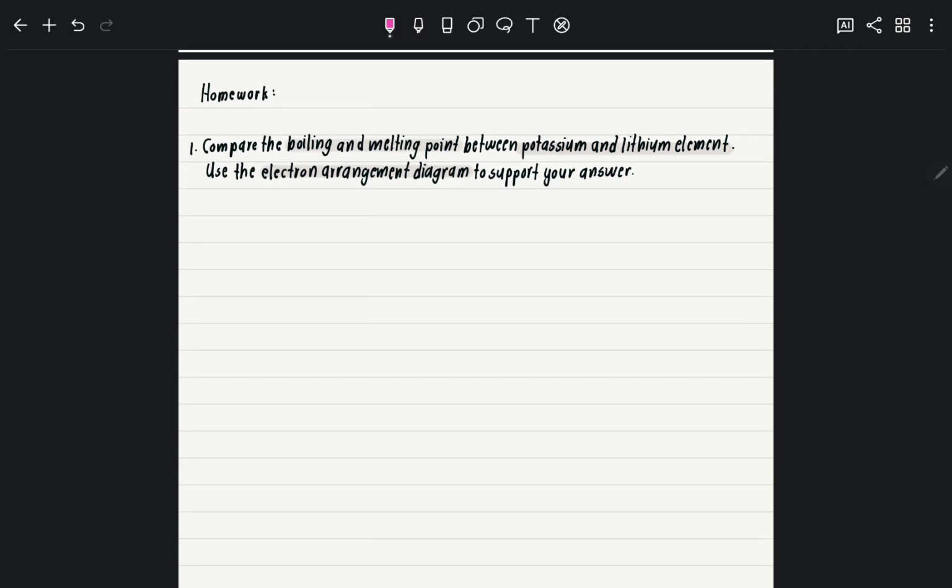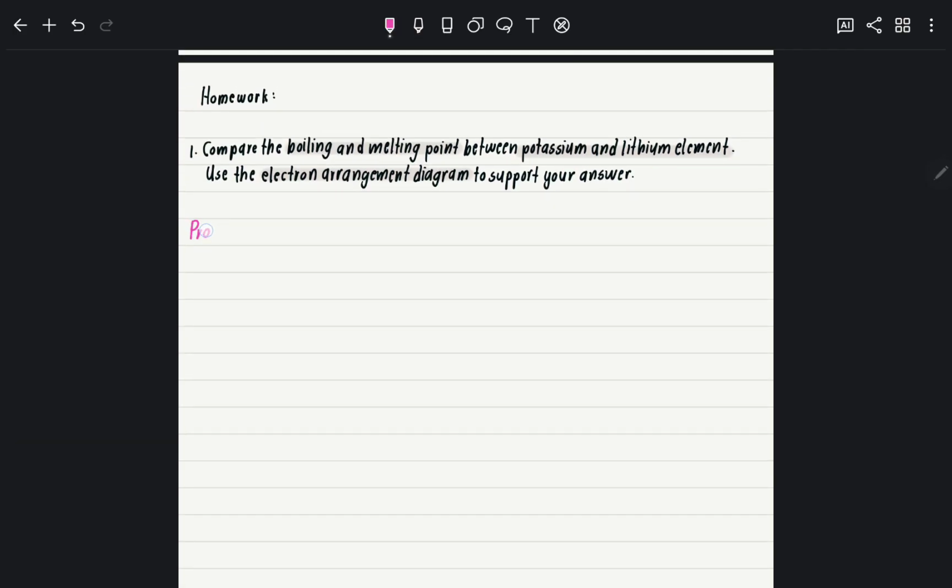So first thing first, you should know the proton number. Proton number for potassium: potassium is K, so the proton number is 19. And proton number for lithium, you can see in the periodic table, lithium is Li, 3. Now you draw your electron arrangement diagram for potassium first.